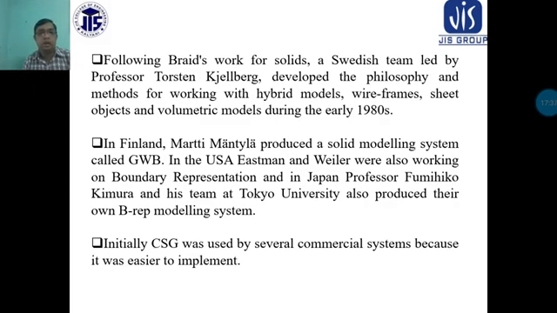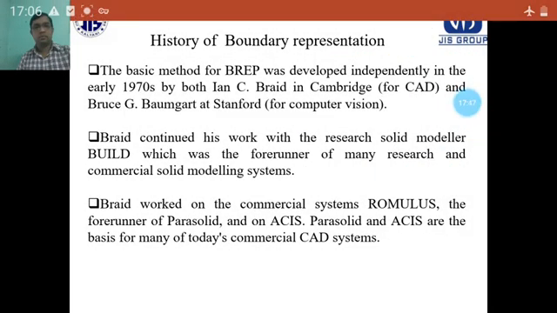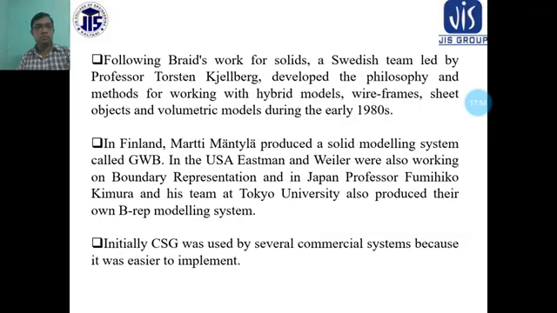Another thing: in Finland, Martti Mäntylä produced a solid modeling system called GWB.